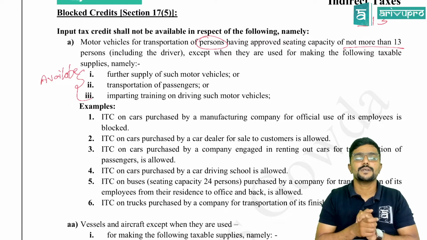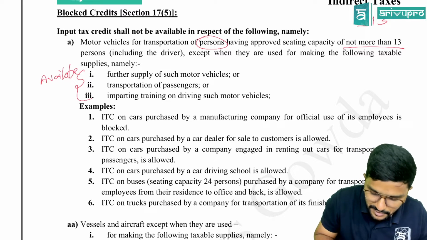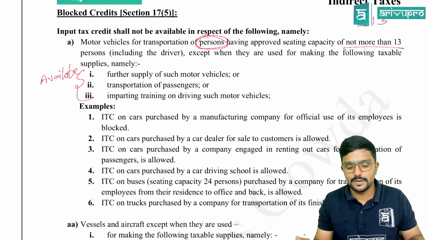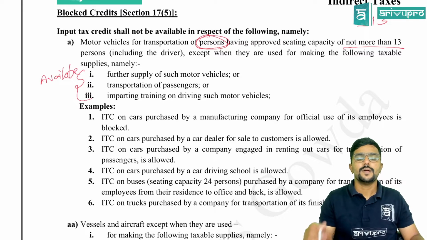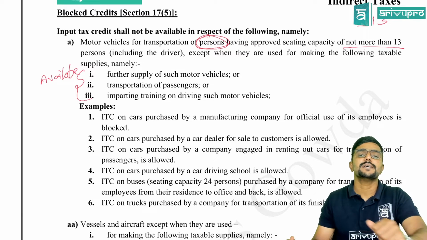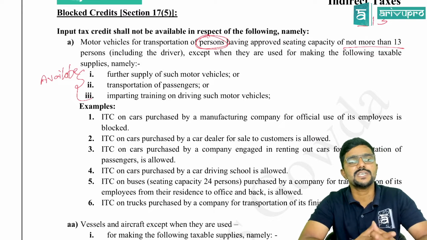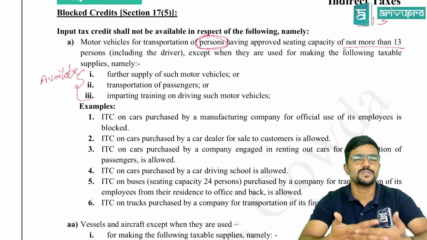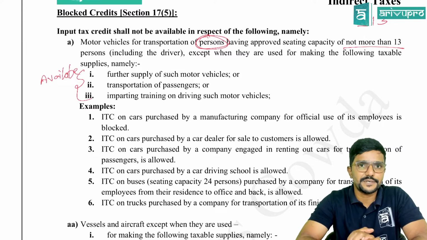Yes. Next, transportation of passengers. So please be careful. Here they have told transportation of persons for whom credit is not available. But if a motor vehicle is purchased on which the tax is paid, and that motor vehicle is used for the transportation of passengers, in that case, credit is available. So assume there is a cab company which has purchased some cars or cabs, motor vehicles whose seating capacity is less than 13. They are using the cabs for the purpose of transportation of passengers. Can they claim the credit? Yes, they can claim the credit.